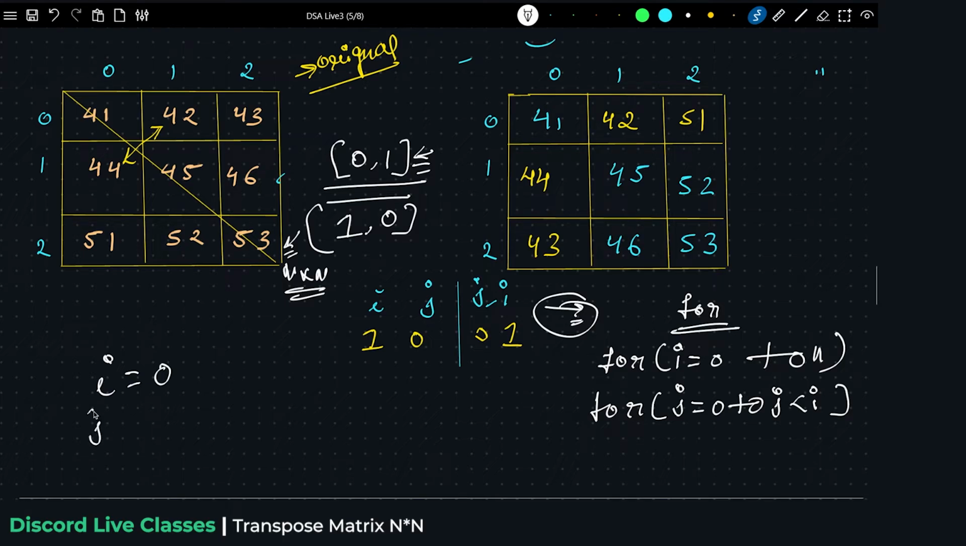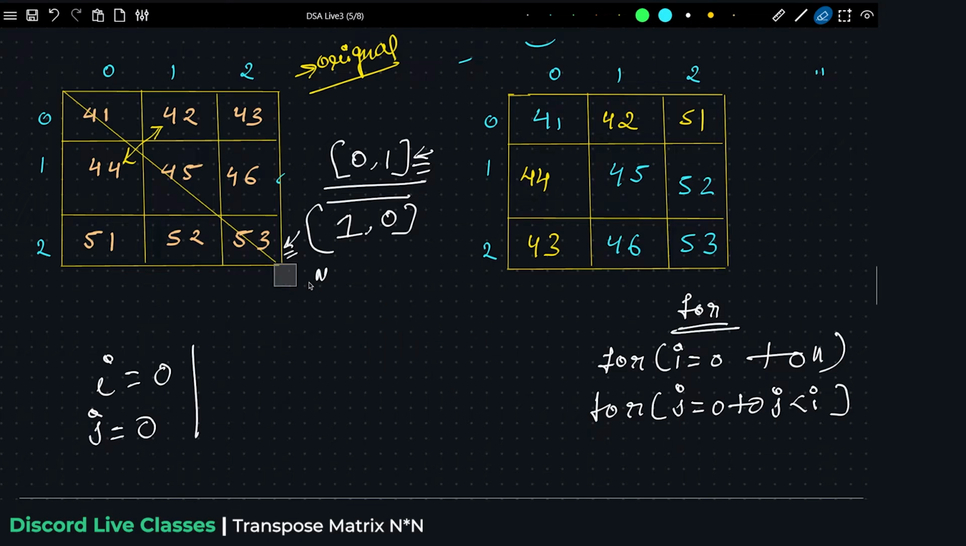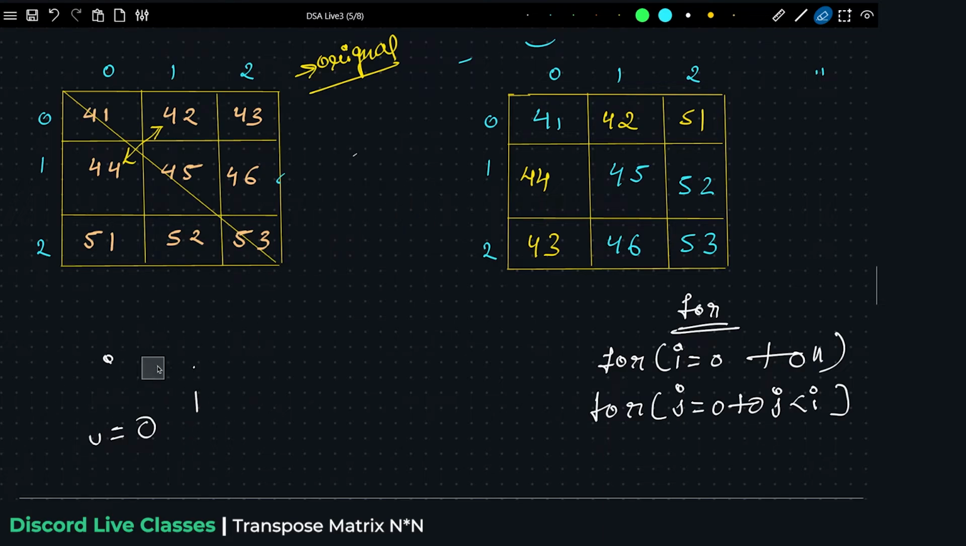So j will be running from the 0, right? j will also be running from the 0. 0 comma 0 replace with the, okay, let's traverse this particular algorithm, then you will get more idea. Okay, let me just traverse this. I am saying here, you got the point na ki why we are doing this? Anybody having any doubt in this problem?